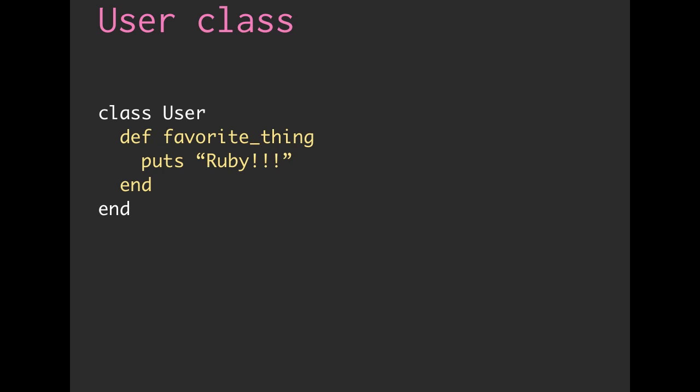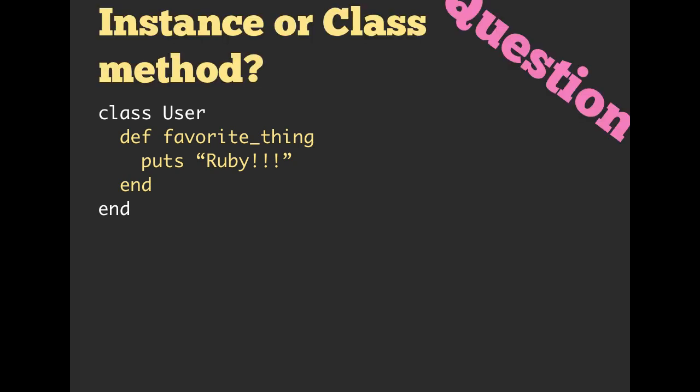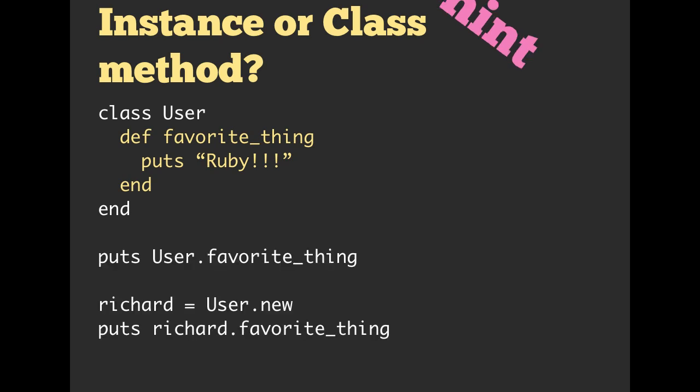All right. So here we can put a method into our user class. So favorite_thing is going to just simply put the string Ruby exclamation mark, exclamation mark, exclamation mark. The question of the day: is this an instance method or is it a class method? Give you just a second to think.